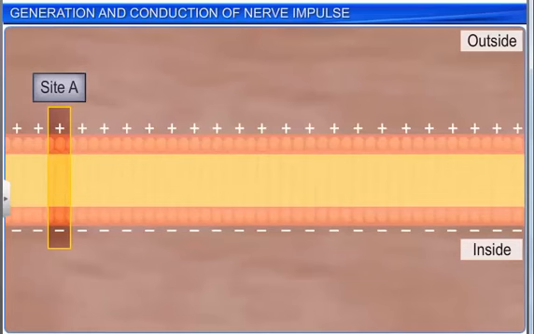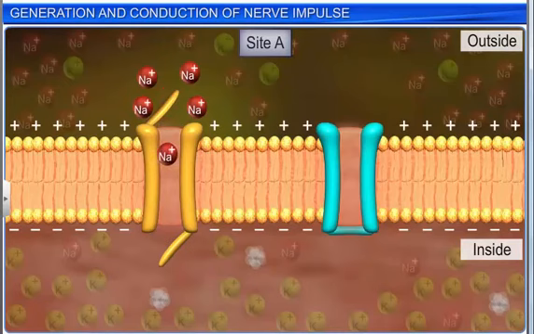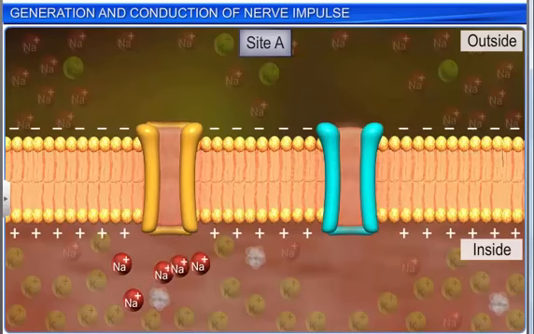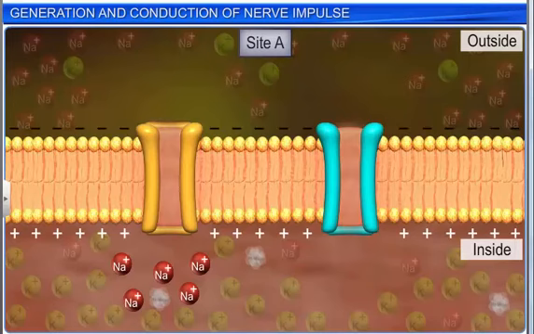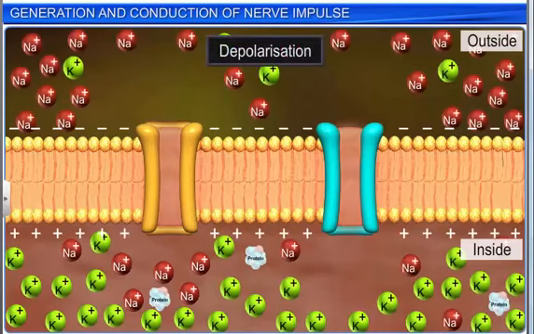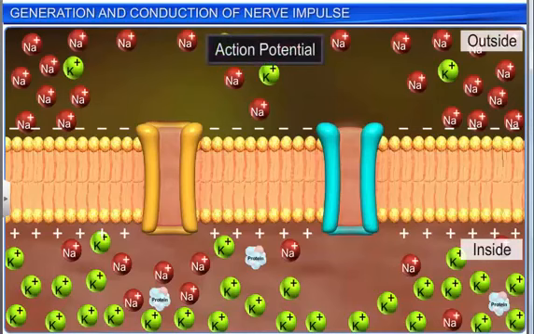When a stimulus is applied to a site, say A, on the polarized membrane, the sodium ion channels open and the membrane at the site becomes freely permeable to sodium ions. This leads to a rapid influx of sodium ions that reverses the polarity of the site. That is, the outer surface of the membrane becomes negatively charged and the inner surface becomes positively charged. This reversal of polarity across the two sides of the membrane is called depolarization. The electrical potential difference across the plasma membrane at site A is called the action potential.